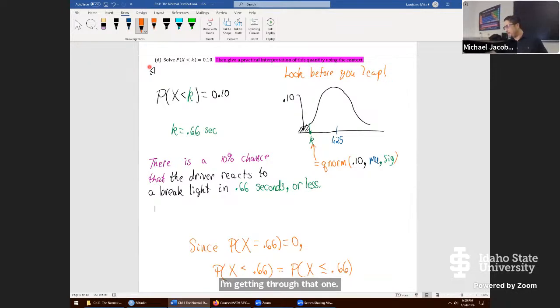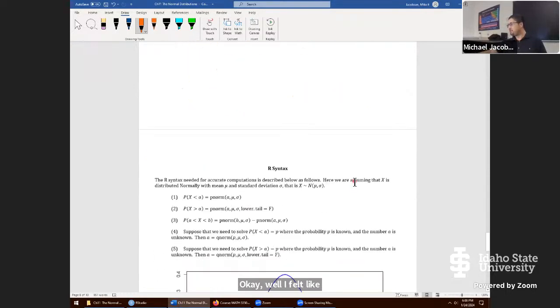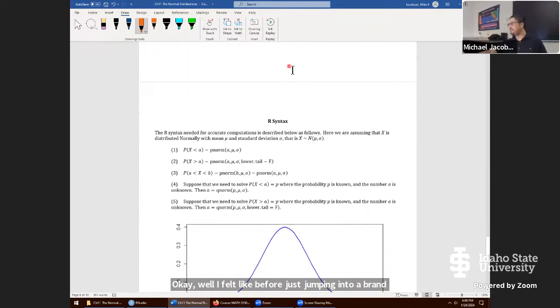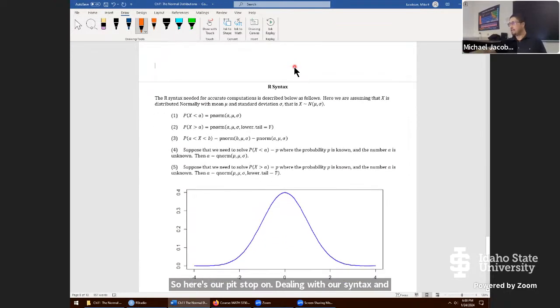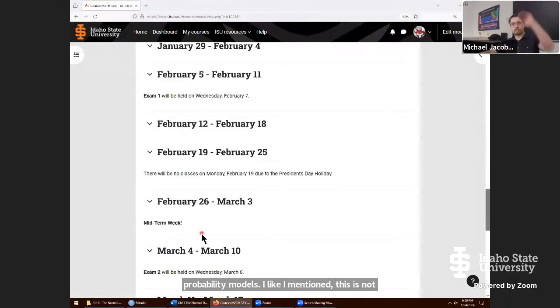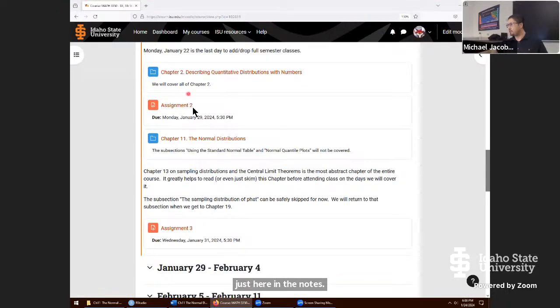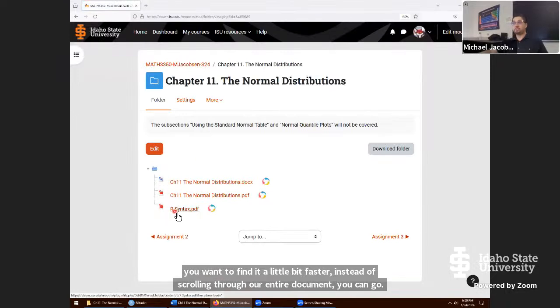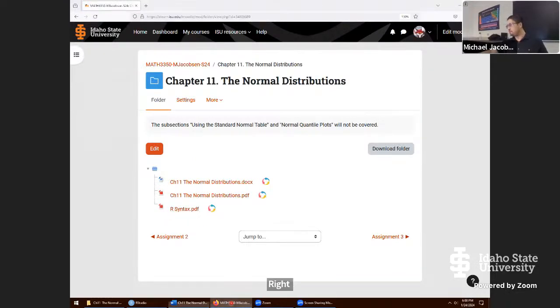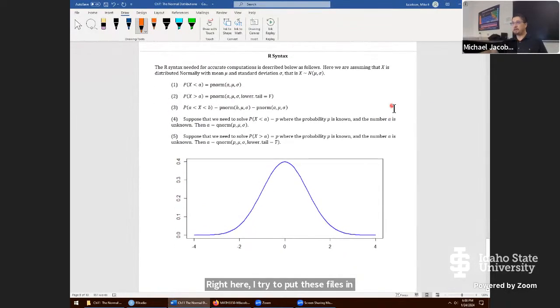Okay. Well, I felt like before just jumping into a brand new problem, it might be good to take a pit stop. So here's our pit stop on dealing with our syntax and probability models. Like I mentioned, this is not just here in the notes. If you want to find it a little bit faster, instead of scrolling through our entire document, you can go right here. And I try to put these files in separately, just so that they're more easily pulled up. But it's good to take a look at them in the notes.